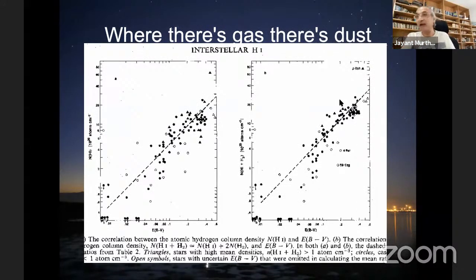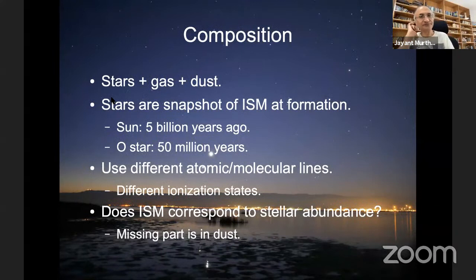Now, if we look again, I won't explain this in much detail, but the vertical axis shows us the amount of gas. The horizontal axis, the x-axis, shows us the amount of absorption. So where there's a lot of dust absorption, there's a lot of gas. And so this tells us that where there's a lot of gas, there's a lot of dust. The dust and the gas are pretty well correlated, which makes sense. It's all interstellar medium.